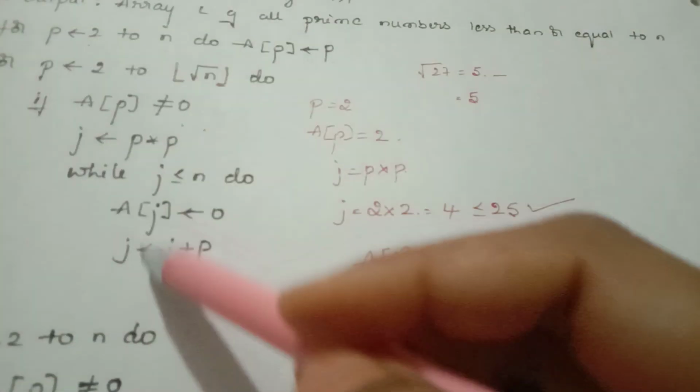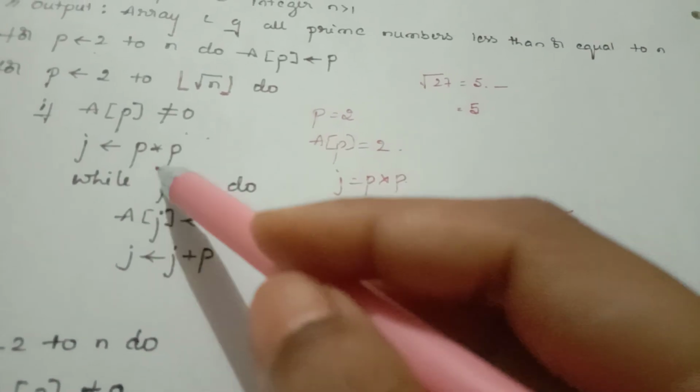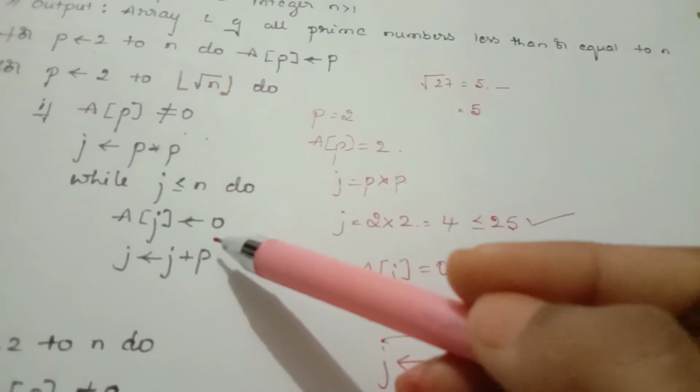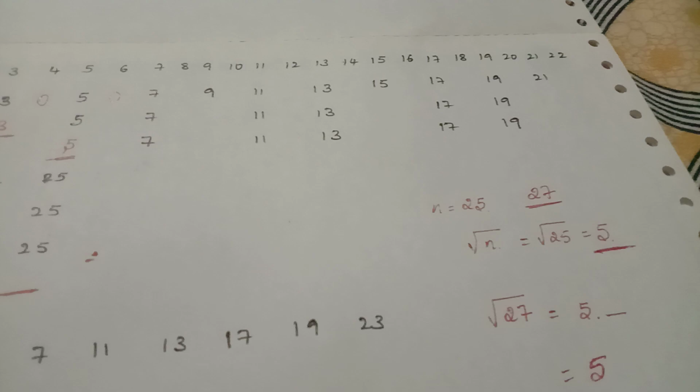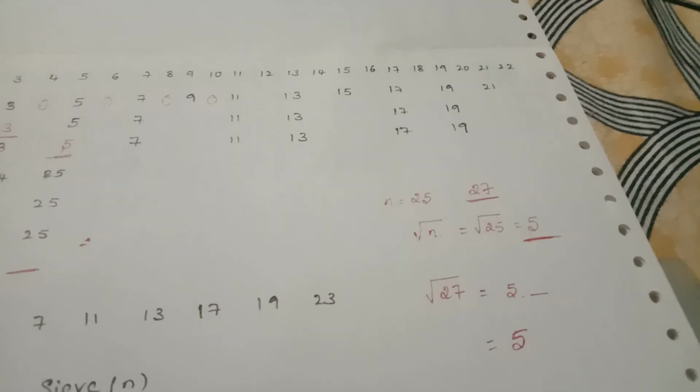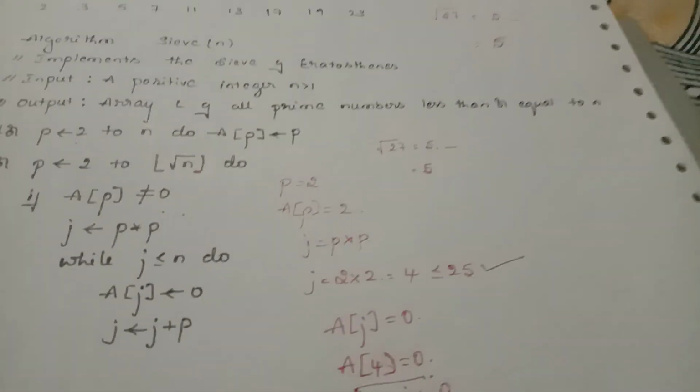Again, we are going back to this while loop and we are checking whether j is less than n. Yes, 6 is less than 25 and we are making that value equal to 0. That is, instead of making 6 disappear, we are making this value 0. So now again add 2 to 6. So 8 becomes 0. 8 plus 2, 10, that becomes 0. So in this way, we are making the multiples of 2 as 0. Until when will this be done?